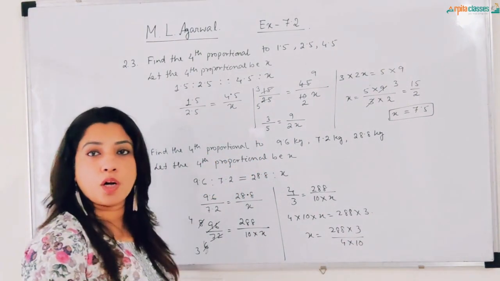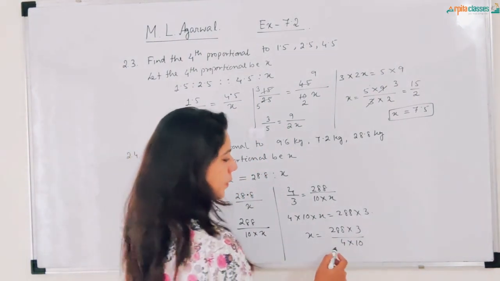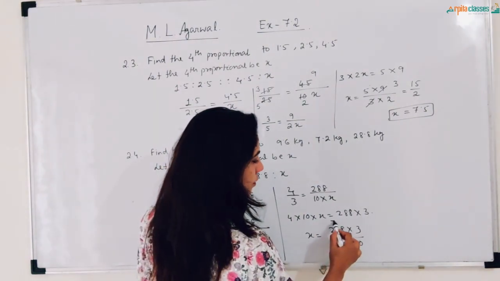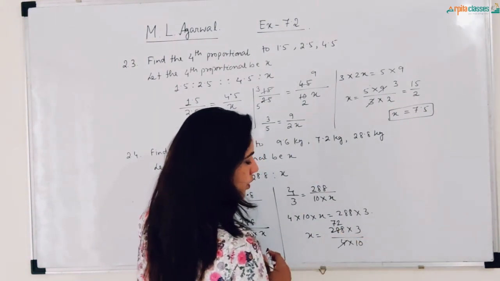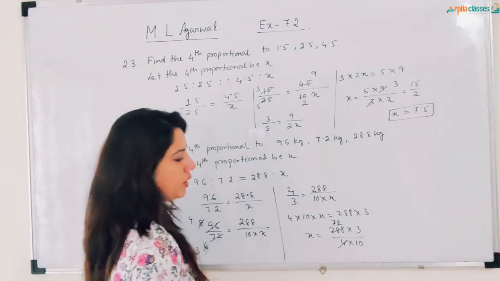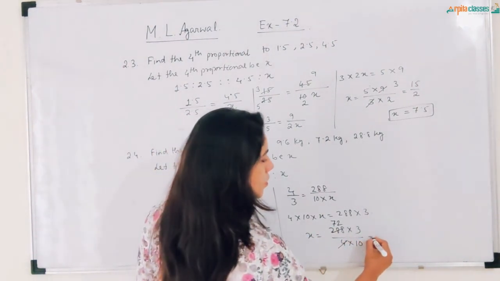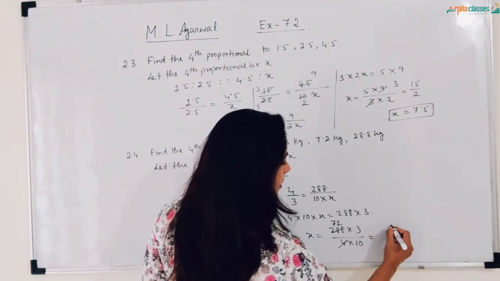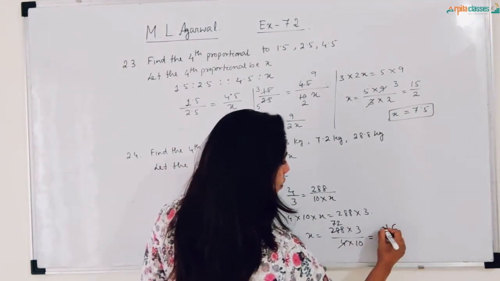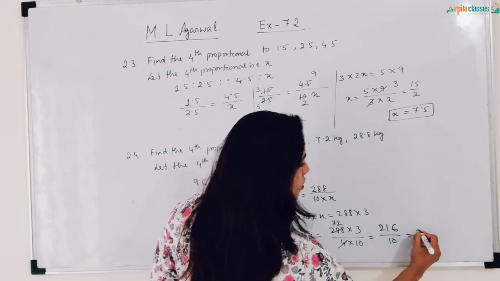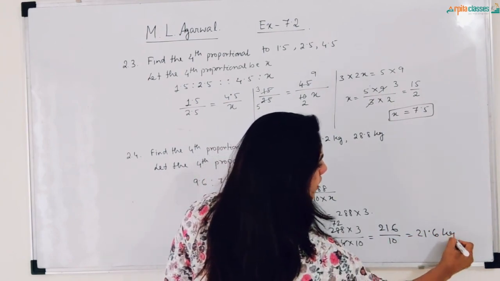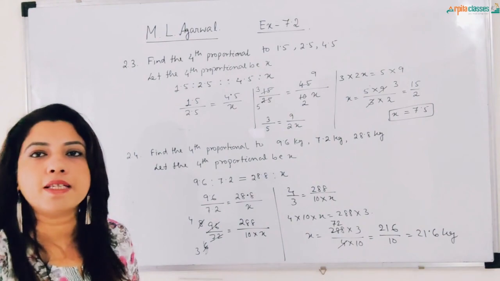In these cases, do not multiply because things will get cancelled. You can see here, this will get cancelled, 4 7s and 4 2s. So it's coming 72 into 3 by 10. I will not reduce 72 and 10 because it will be easy to divide by 10. So just multiply, 3 2s are 6, and 216 upon 10 it is. That means 21.6 kg. So the fourth proportional is 21.6 kg.